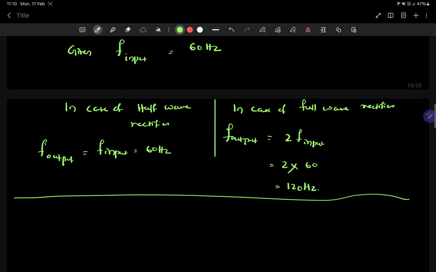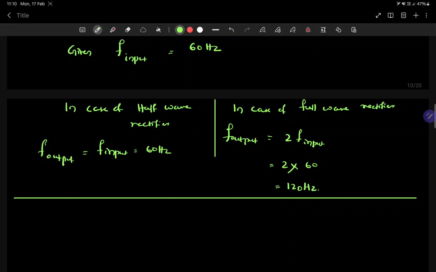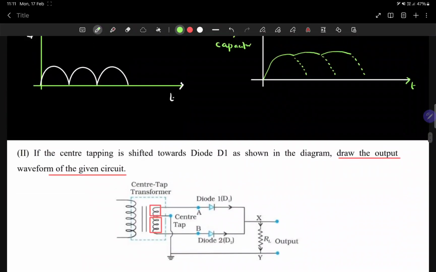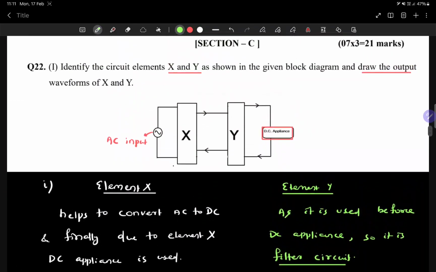Okay, and if in the question it is mentioned about the time period, remember the time period of input and output is the same in case of a half wave rectifier, but the output time period is half of the input time period in case of a full wave rectifier. Please note it down. Okay, I hope it is clear to all of you. So this is about your question number 22.